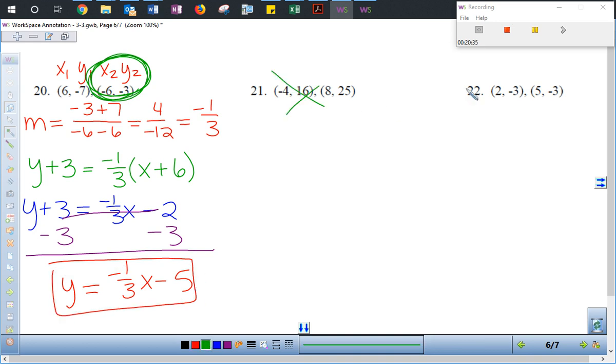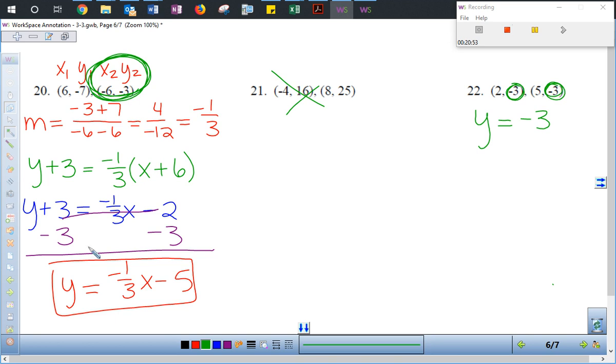Alright, let's skip number 21, and let's go over here to 22. So again, first thing we check, are my x values the same? No. Are my y values the same? Yes. When your y values are the same, guys, it's going to save you so much work. All you have to do is circle them, and then since it's the y values, it's y equals, and then that number, negative 3.